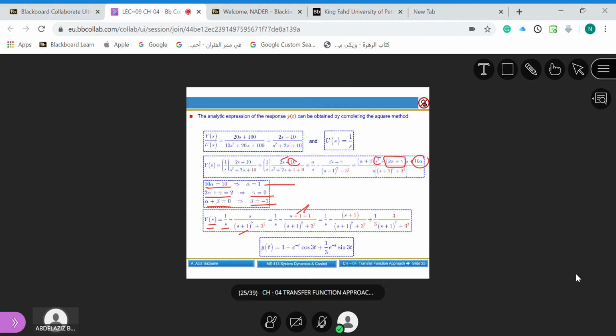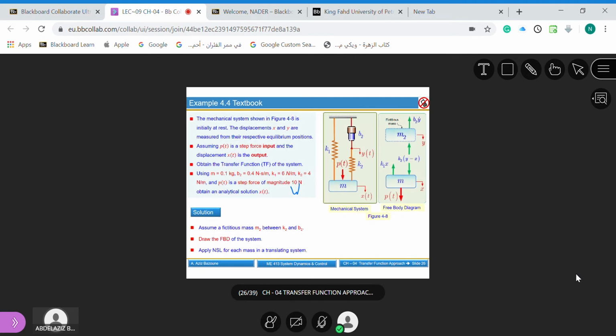When you take the inverse Laplace transform, this will give you 1, and this will give you a cosine term that is shifted, minus exponential minus t cosine 3t, and this one will give you 1 over 3 exponential minus t sine 3t. This is how to find the response, given the transfer function. So given transfer function will be simply a notion that is given to solve the differential equation.